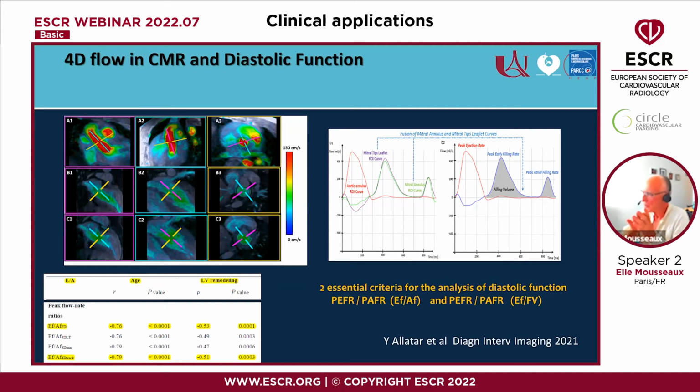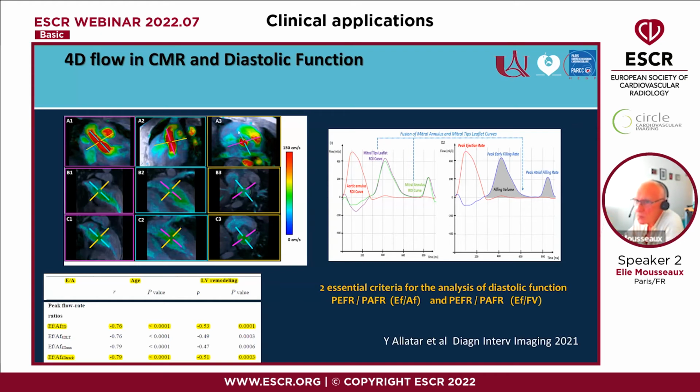But if you look at the relation with age, for instance, as you know, in elderly persons you have a decrease of the diastolic function. And the relation with aging was much better by using MRI compared to echo. So we feel that the data were very accurate. So now we also switch to the diastolic function by using the 4D flow.